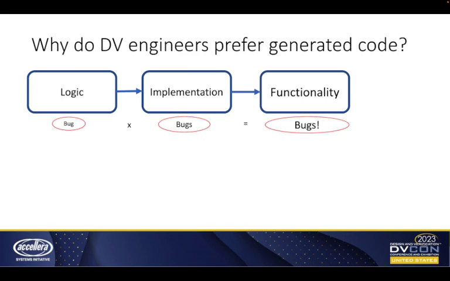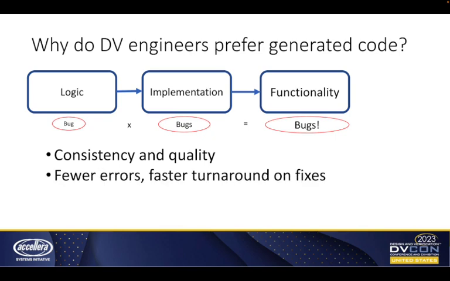To avoid this, we try to make the implementation stage as easy as possible. A code generation system can generate most of the structured code to improve our code consistency and quality. So our functionality built with generated code has fewer bugs. Even if we find bugs, generated code always helps us do a quick turnaround.